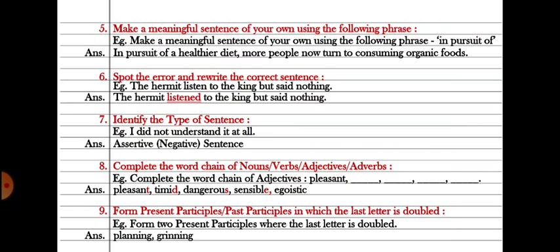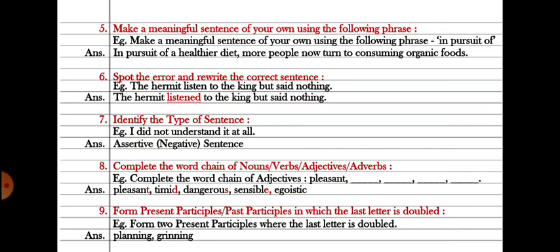Answer: pleasant. Now, my next adjective will compulsorily begin with the last letter of the previous word. So you can see it is T. So my adjective will be timid. Once again, as a part of the word chain, my next adjective will use the last letter of the previous word, D. So my adjective will be dangerous.